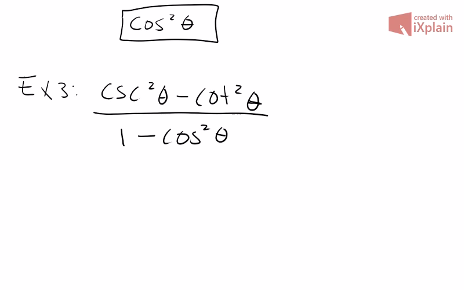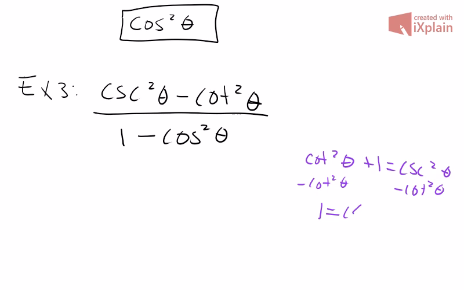So looking at this, I definitely think about my Pythagorean identity. And I particularly think about the one that has both cotangent squared and cosecant squared. So I'm thinking about cotangent squared theta plus 1 equals cosecant squared theta. I've got in my numerator cosecant squared theta minus cotangent squared theta, which I can get if I subtract cotangent squared theta from each side of this Pythagorean identity. That leaves me with 1 equals cosecant squared theta minus cotangent squared theta. So that means I can replace this with just 1.